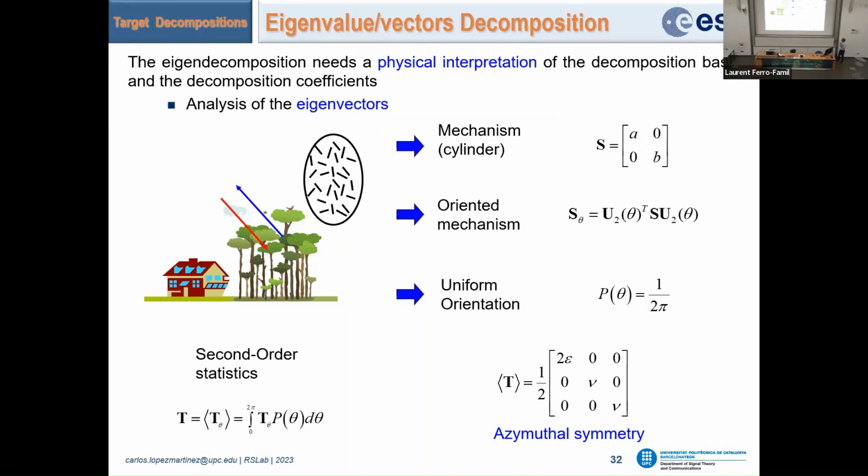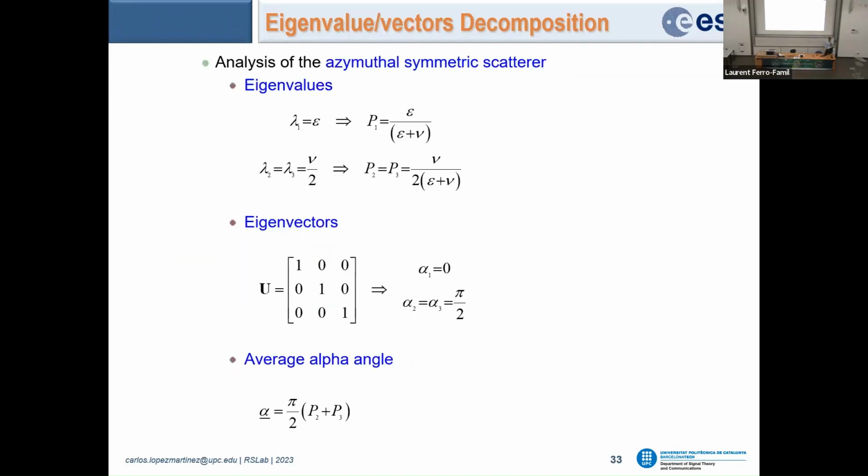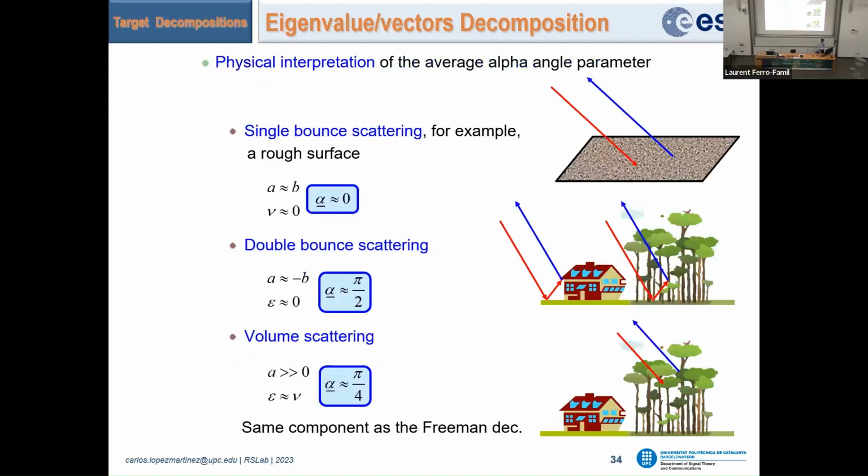In the case of the volume, on the eigenvectors, we start with the same physical analysis as we did with the Freeman decomposition. We start with a cloud of needles that are randomly oriented, and we end up with a T matrix of this form here. If we analyze azimuthal symmetry scatter, which I explained before, we play with the different alphas, and we end up with this physical interpretation, which is the important thing.